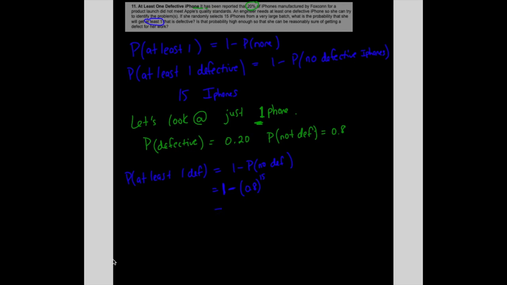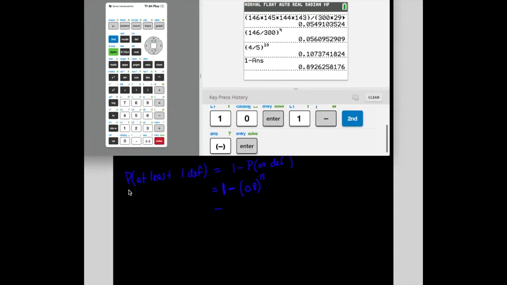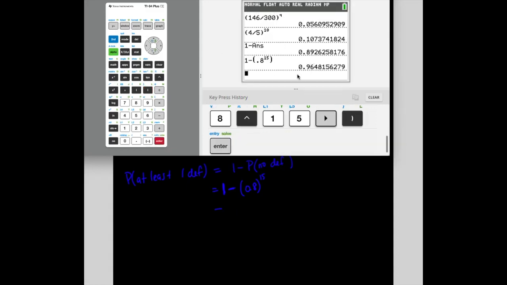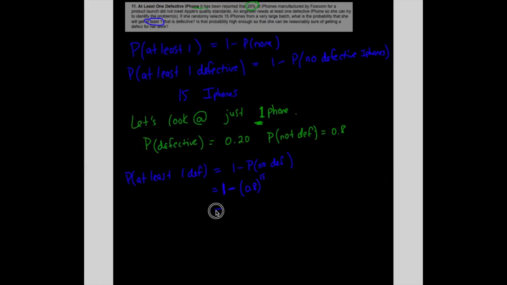Let's calculate that. Straight here. 1 minus, parentheses, 0.8 to the 15th power. Now, before I get this number, let's think about it. Do we expect it to be high? Do we expect this probability to be large or small? I mean, if you look, here we go. This is a large percentage. I mean, 0.96, let me write that down. This is approximately 0.965. So this is a 96.5% chance.